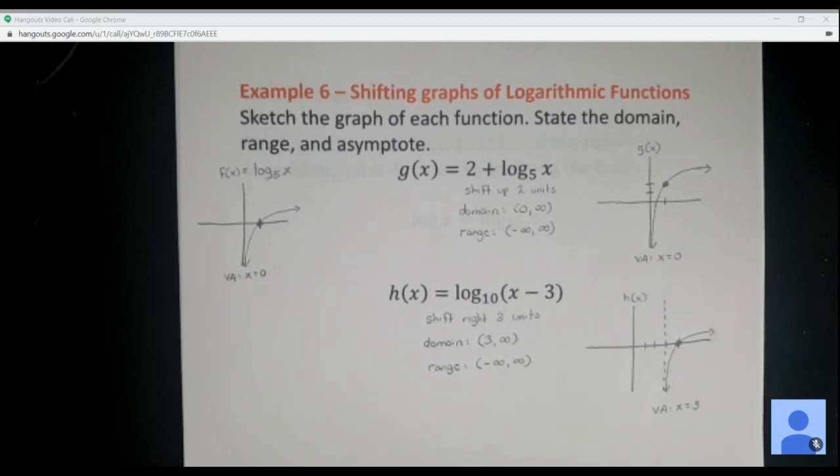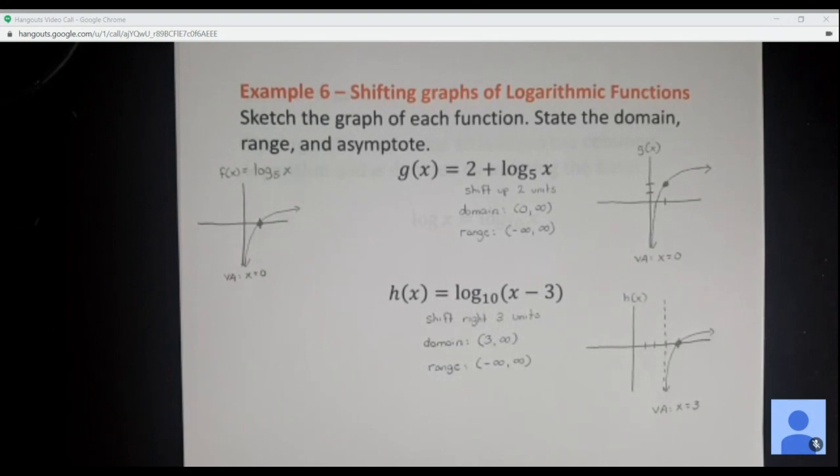So the main thing to notice here, right, the vertical shifts up or down, those are not going to affect your asymptote at all, right? That's still going to be x equals 0. It's only when we start shifting left and right that we're actually going to move that asymptote around, and that's going to affect your domain also. Okay, just keep that. Any questions on any of that now?